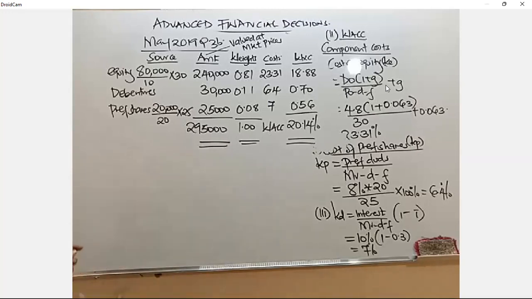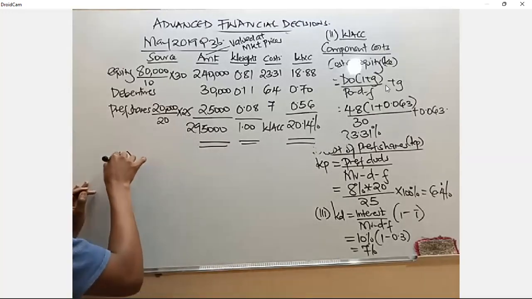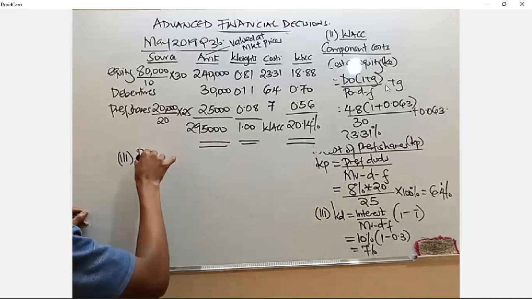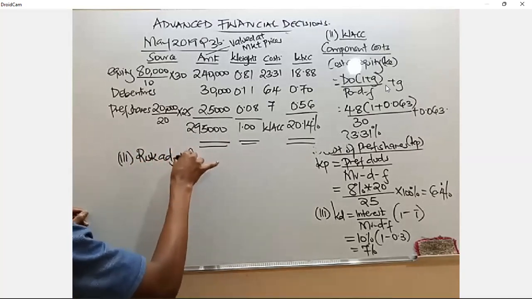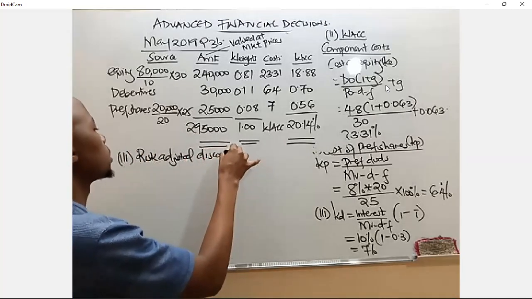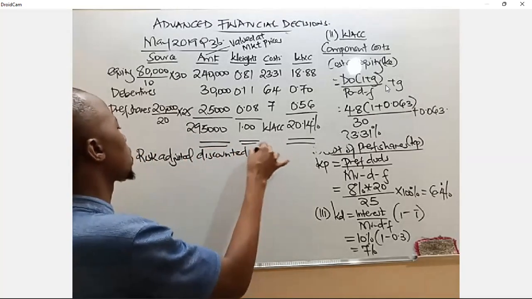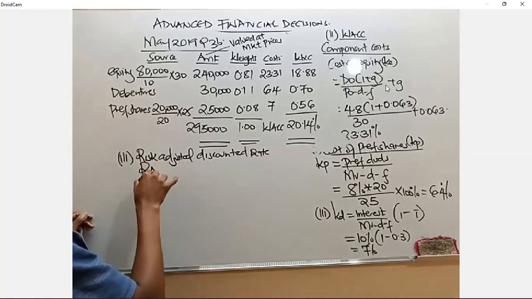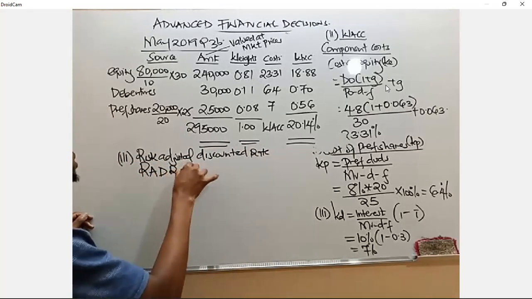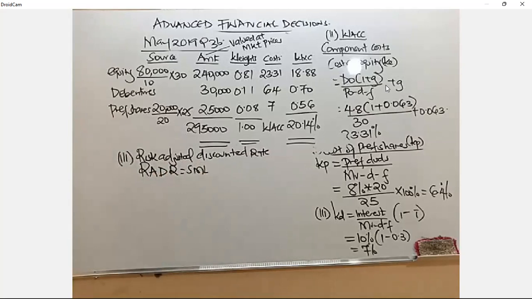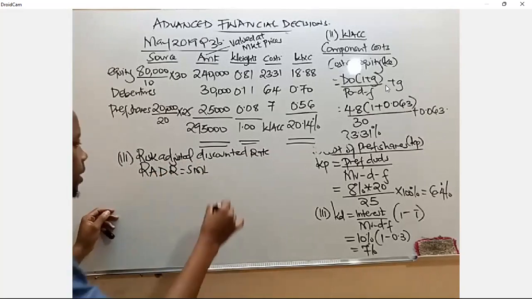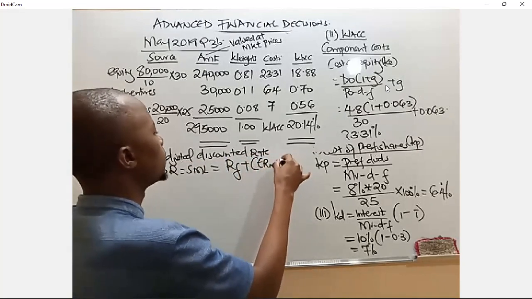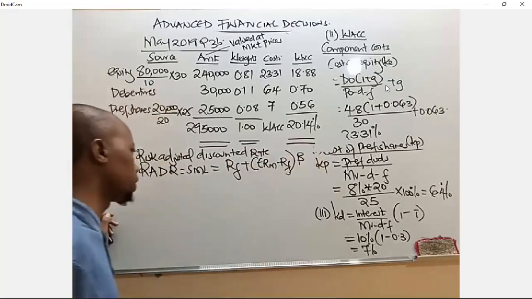Now, there is requirement number 3 of the question where we were asked about the computation of risk-adjusted discount rates. In this scenario, to get risk-adjusted discount rates we use the SML, security market line, where we will be able to use CAPM. It means I will take the risk-free rate of return plus the expected return of the market minus the risk-free, then we multiply by the beta coefficient.